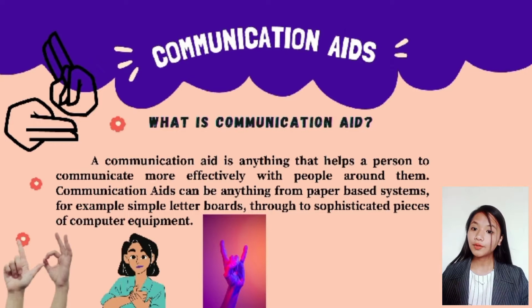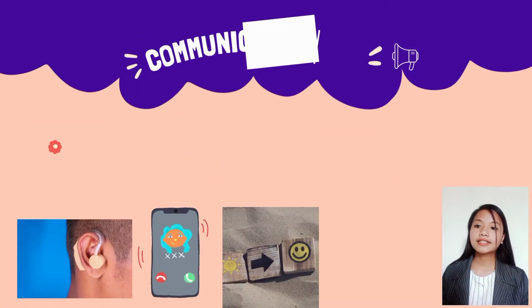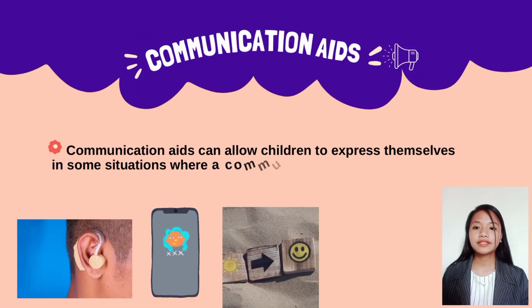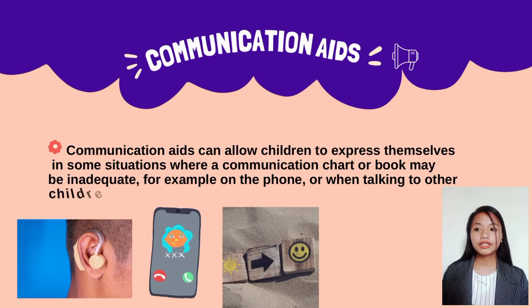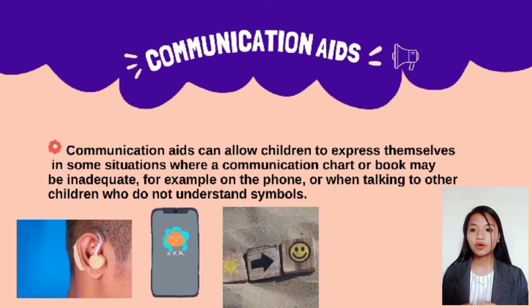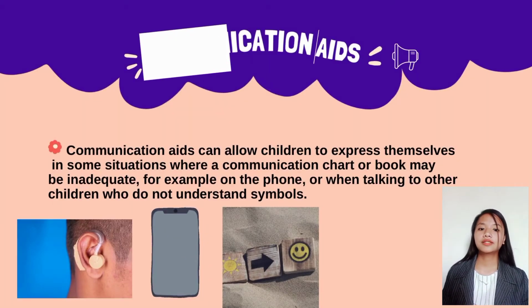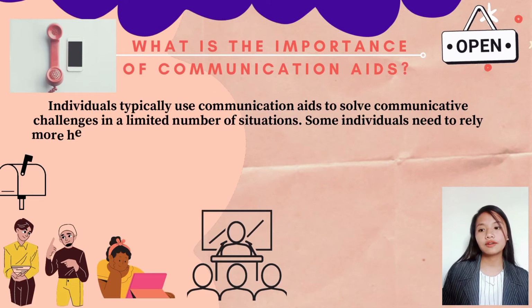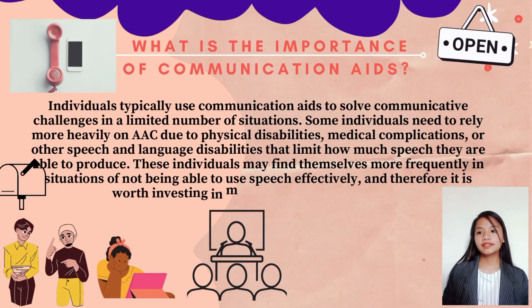Just like what we are doing now is one of the examples of communication aids. Communication aids can allow children to express themselves in some situations where a communication chart or book may be inadequate, for example on the phone, or when talking to other children who do not understand symbols.